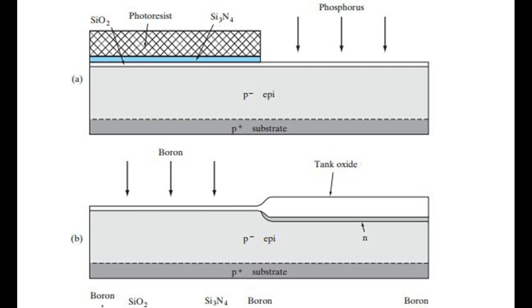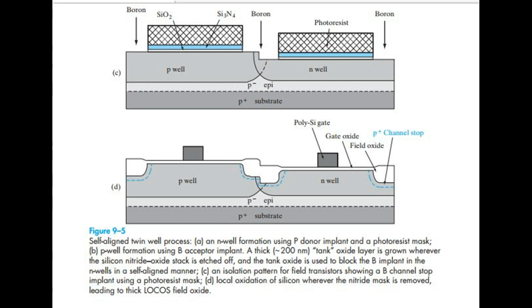Figure 9.5 Self-aligned twin-well process, A. An N-well formation using P-donor implant and a photoresist mask, B. P-well formation using B-acceptor implant. A thick, 200 nanometers, tank oxide layer is grown wherever the silicon nitride oxide stack is etched off, and the tank oxide is used to block the B implant in the N-wells in a self-aligned manner. C. An isolation pattern for field transistors showing a B-channel stop implant using a photoresist mask. D. Local oxidation of silicon wherever the nitride mask is removed, leading to thick LOCOS field oxide.